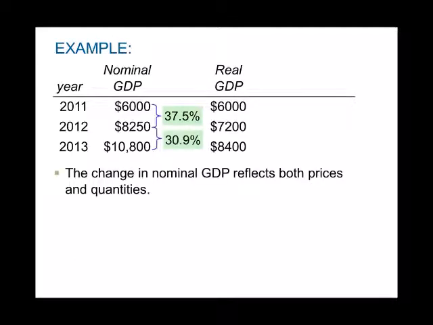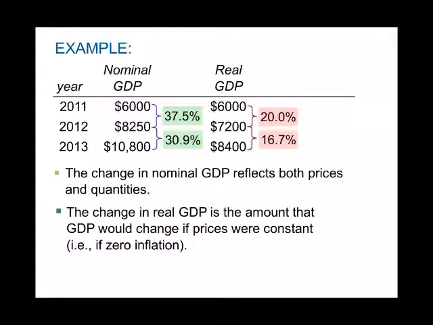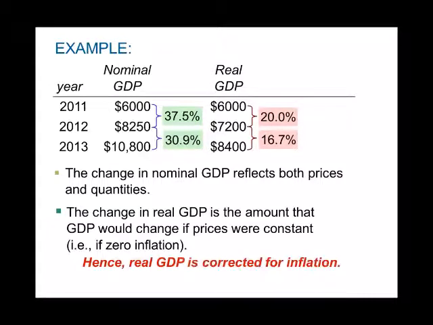The change in nominal GDP reflects both prices and quantities. However, the change in real GDP is only measuring the increases in quantity. So we're holding prices constant. So of course, changes in real GDP will be lower than changes in nominal GDP for the most part. But now if I look at real GDP increasing, I can say that yes, we're producing more goods. So real GDP is corrected for inflation, or rise in prices.